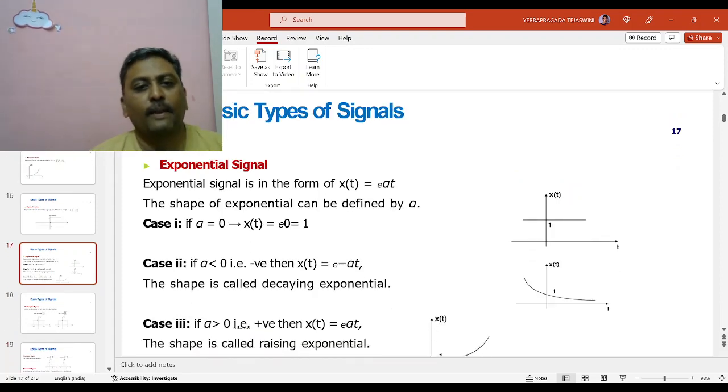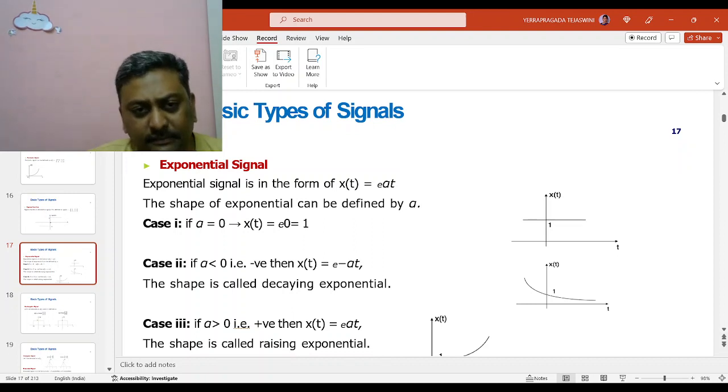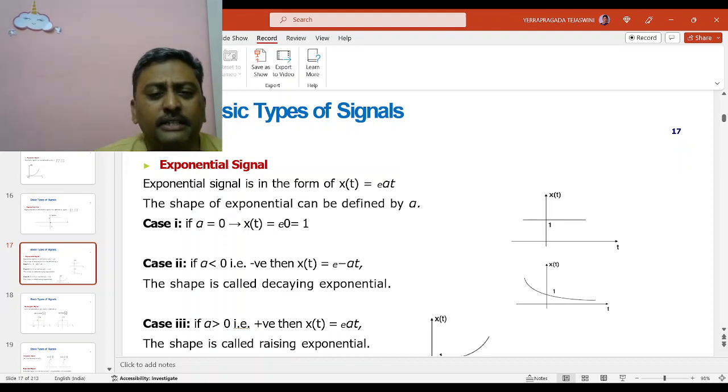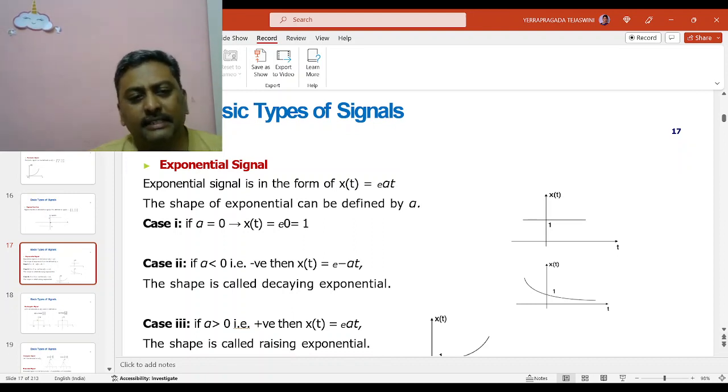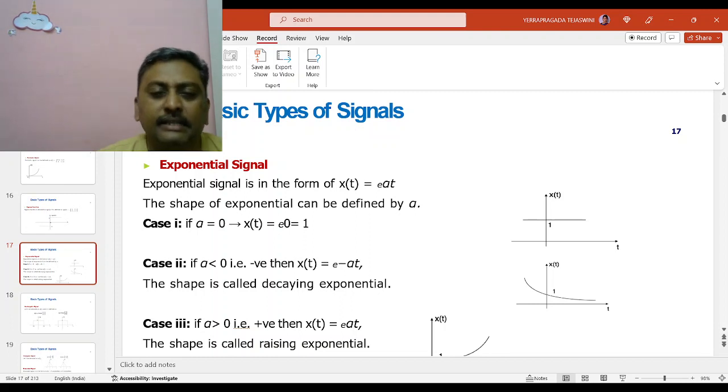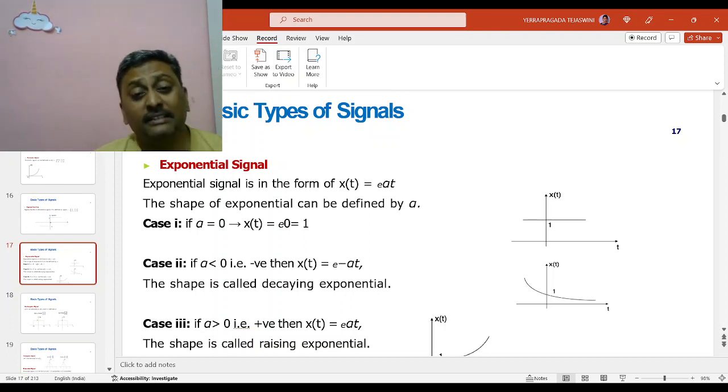Next one is the exponential signal. The exponential signal is another type of signal where x of t is equal to e power at, where e is the exponent. The shape of the exponential is defined by a.